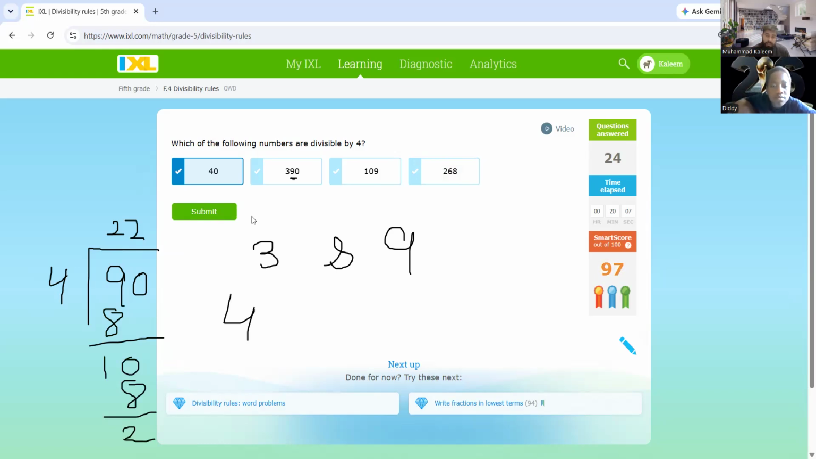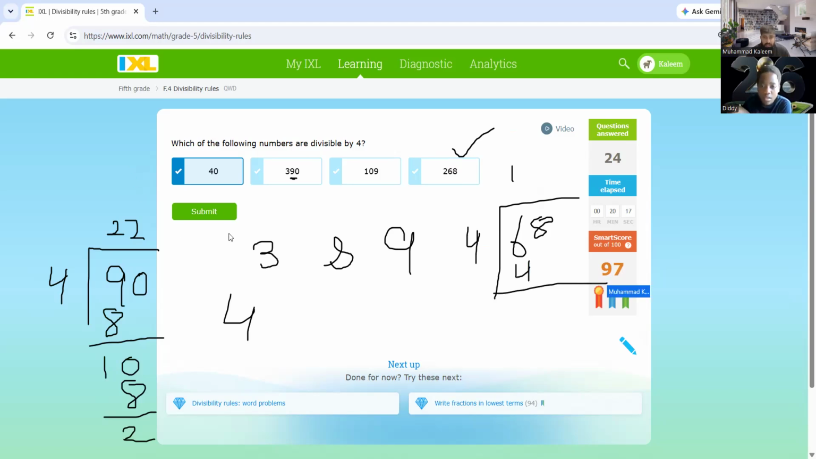Do you understand? Look at this one, it is divisible. 68 divided by 4. 4 times 1 is 4, and then 2 is the remainder, and then we'll drag the 8 down here. It's 28. 4 times 7 is 28. So 268 is divisible by 4. The last two digits are divisible by 4, so the whole number will be divisible by 4.